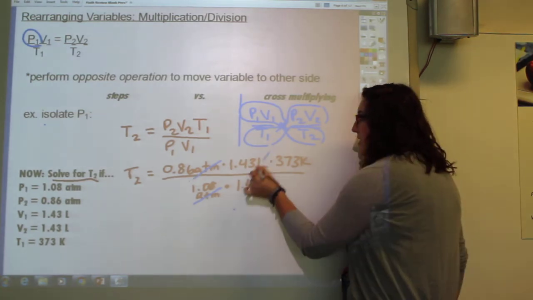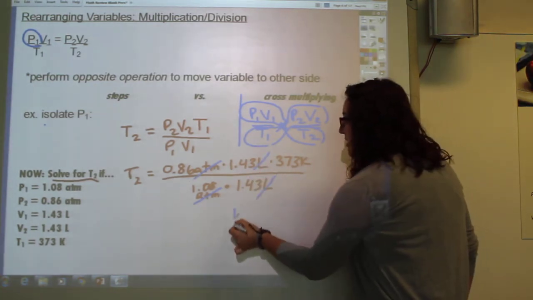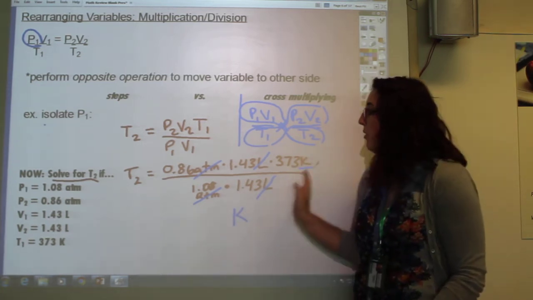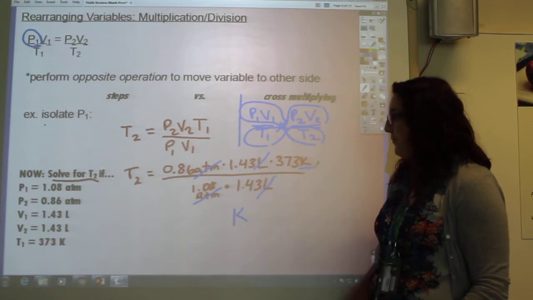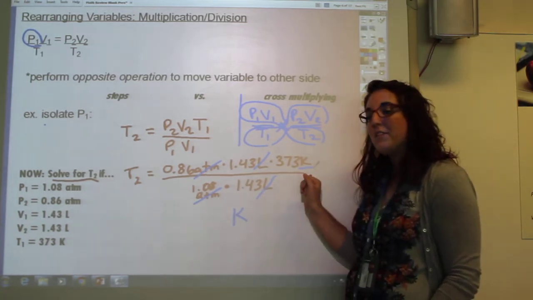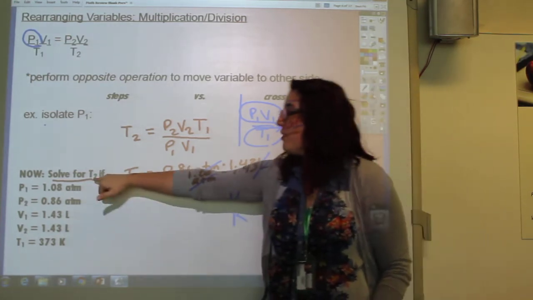Okay, same thing can go for our liters. We have liters in the top and we have liters in the bottom. That means that our answer is going to be in Kelvin because that's the only one we have left in the whole equation. So Kelvin, I already told you Kelvin is a type of temperature. Are we looking for a temperature? Yes, we are. We're asked to solve for T2.